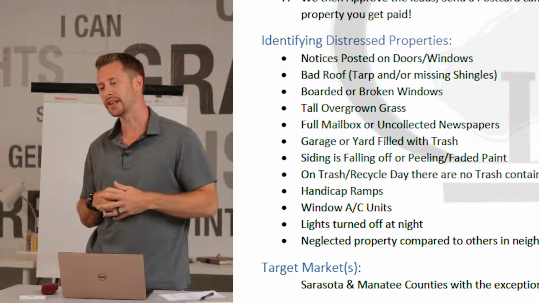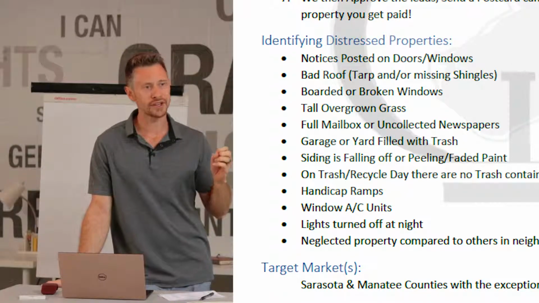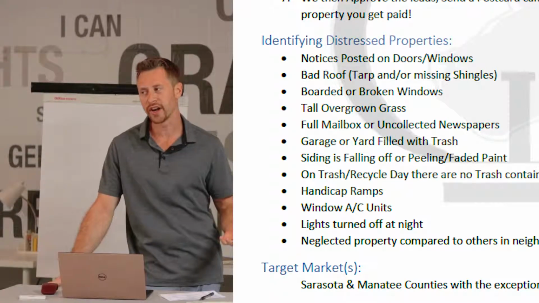Now, on the bottom of this sheet here, under that third heading, identifying the distressed properties, is a pretty lengthy list of what's going to make a good property for us. Some general things: you're looking for a tarp on the roof of a property, or broken windows, boarded up windows, anything that makes it feel distressed.